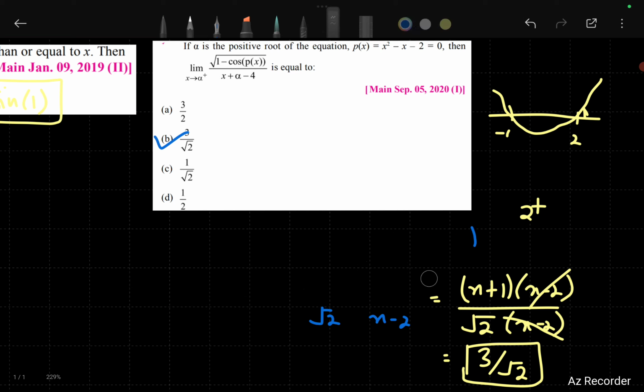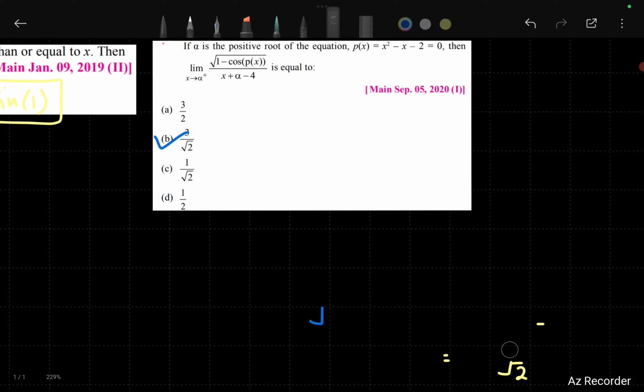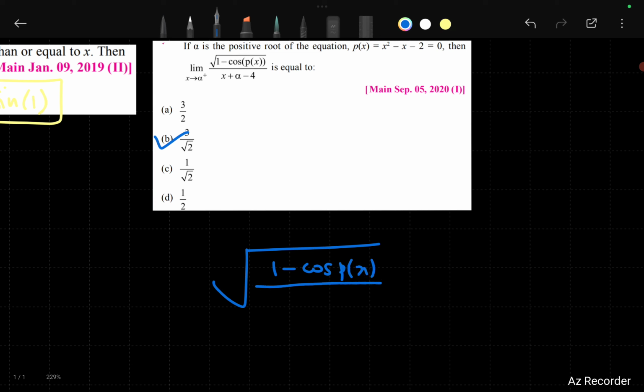If these things are clear, we can solve this question by many methods, but this method is quite easy if you are conceptually very strong. If you are not very strong conceptually, then we can solve this by taking 1 minus cos of p of x, whole divided by x minus 2 whole square. Now you can just take the limit x tending to 2 plus inside the root and get the answer.